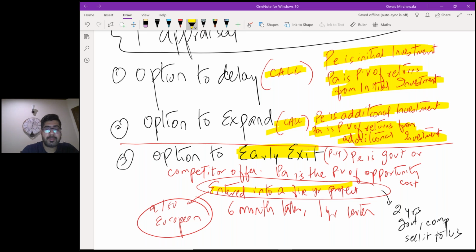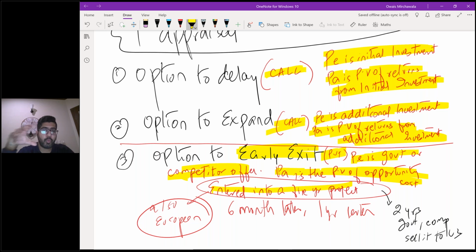Since here you are selling the project, this is considered a put option. The exercise price of this option is the government or competitor offer, and the current value is the present value of opportunity cost, because once you exercise this option, your opportunity cost would be lost.